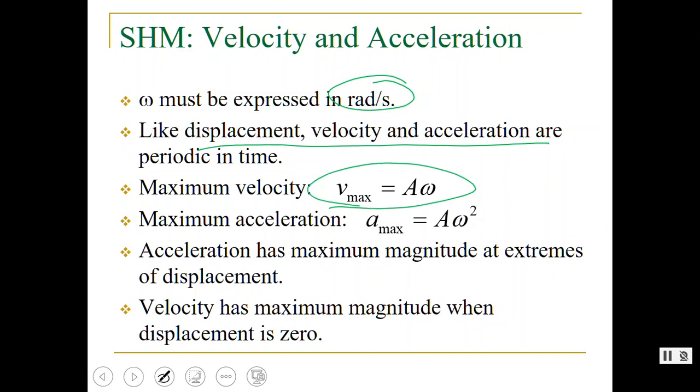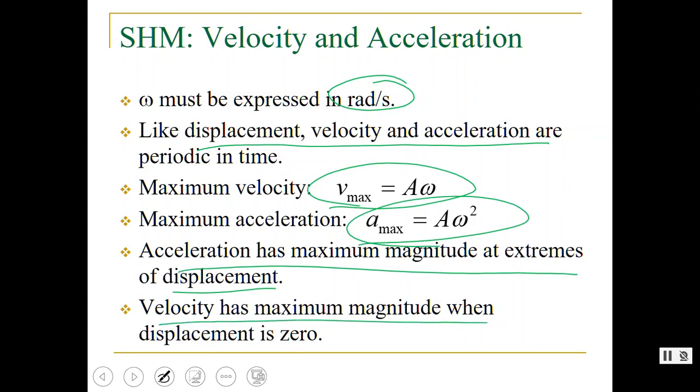Your maximum velocity is going to have magnitude of A omega. Acceleration is going to be A omega squared. The acceleration is going to have maximums at the same locations as the displacement, but in the opposite direction. And your velocity is going to have a maximum magnitude when your displacement and acceleration are 0.